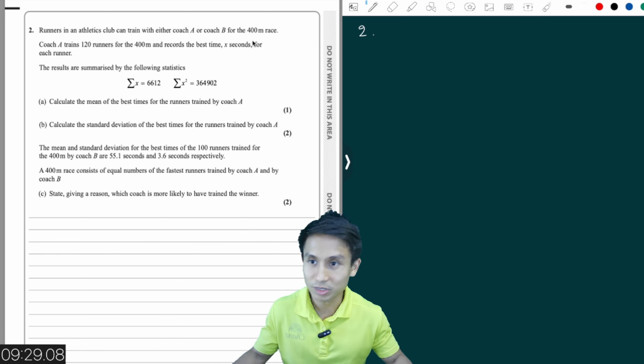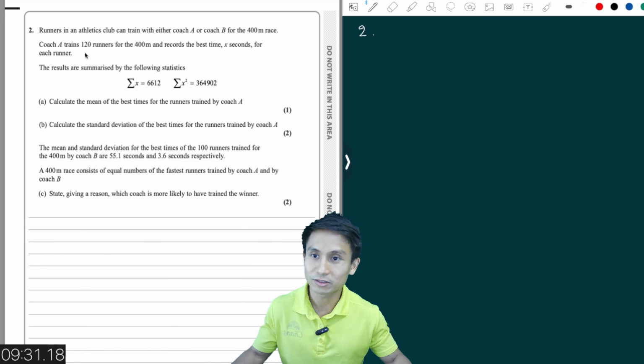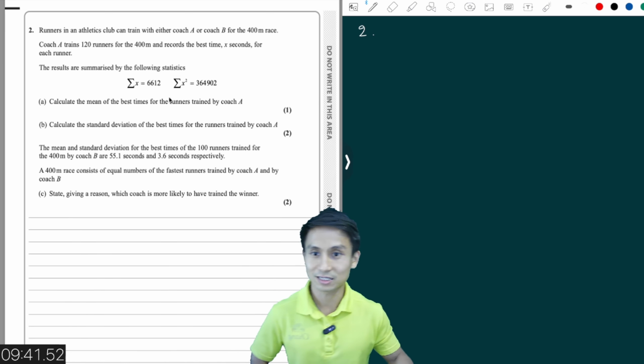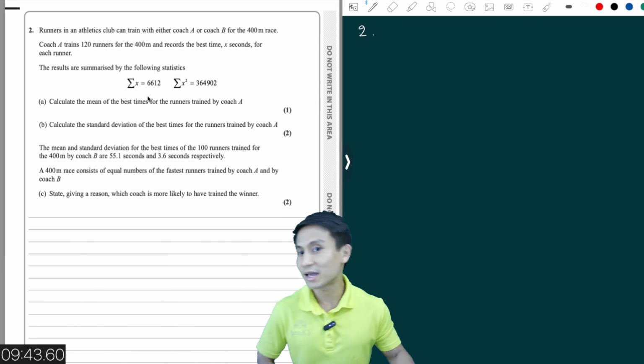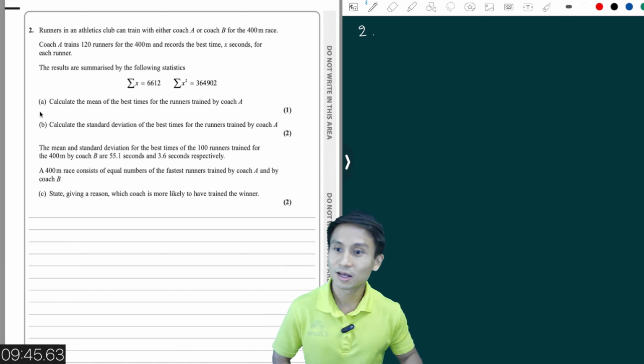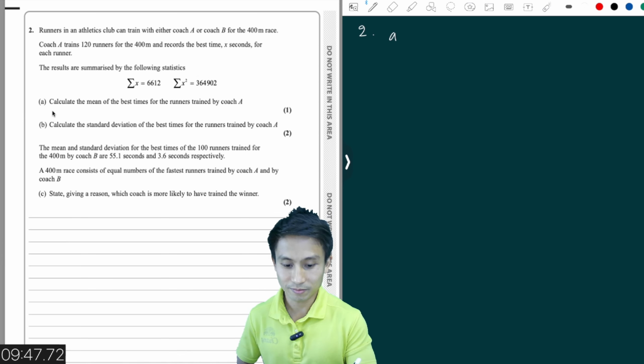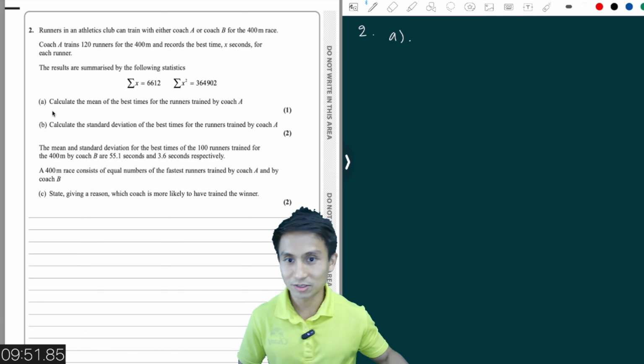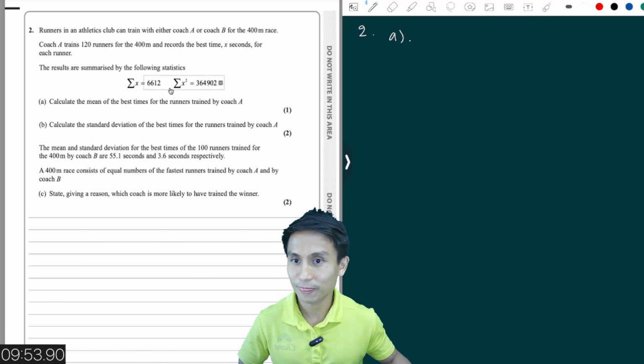For the 400-meter race, Coach A trains 120 for the 400 meters and records the best time x seconds for each runner. The results are summarized by the following statistics. Okay, we have sum of x and sum of x squared. A, calculate the mean of the best times for the runners trained by Coach A.